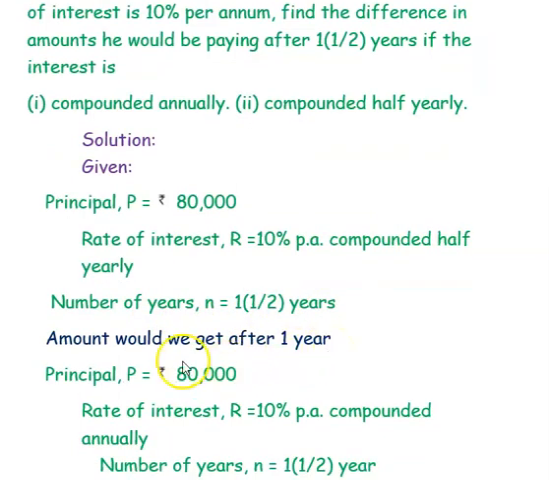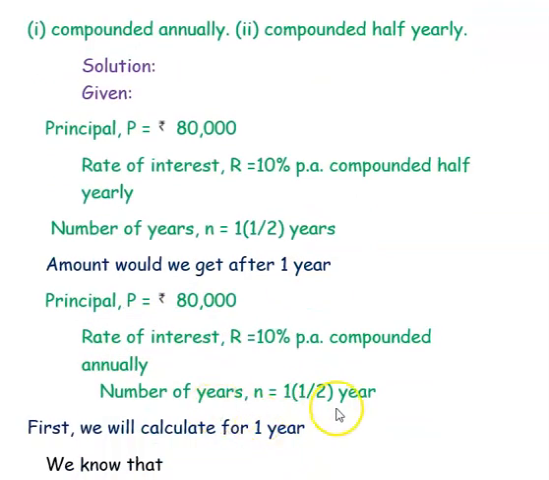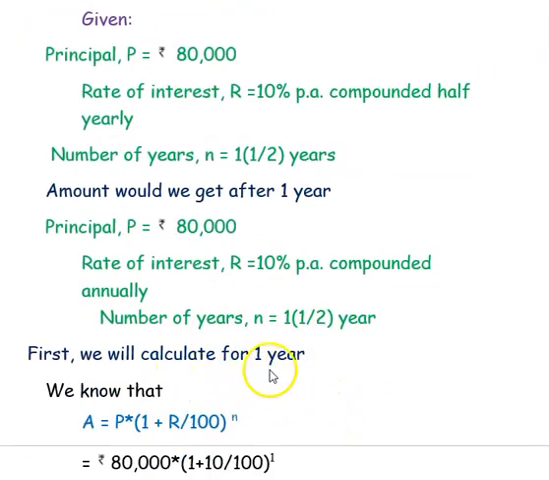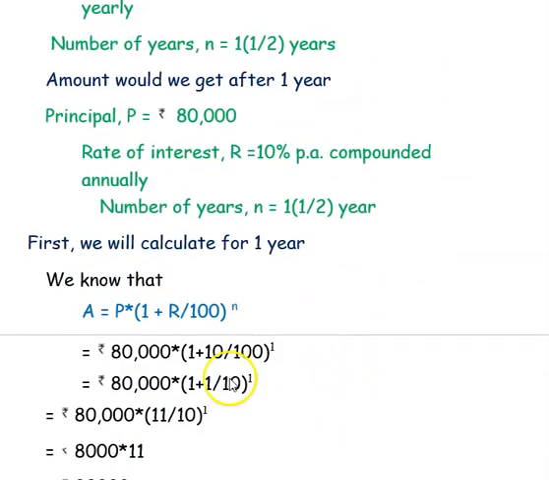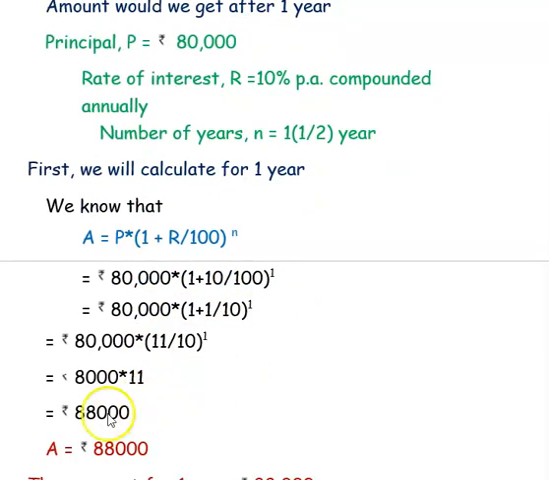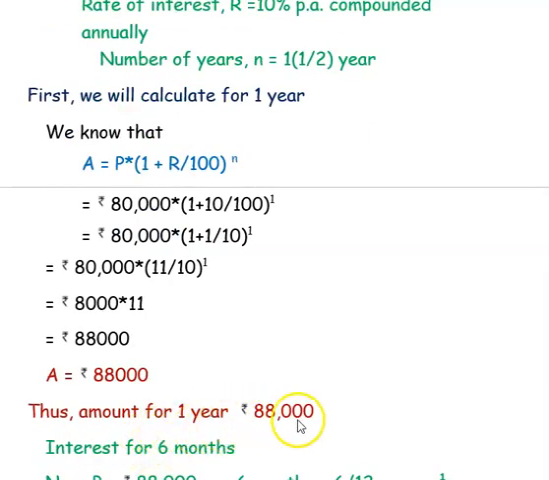Now the amount we would get after 1 year: the principal is the same, R is 10% and the number of years is 1.5. First we will calculate for 1 year, then we will calculate for the half year. So we are splitting 1.5 years as 1 year plus half year. We know that amount equals P into 1 plus R by 100, the whole power n. So P is 80,000 into 1 plus R, which is 10, divided by 100, the whole power 1. If you simplify, you will get the amount as rupees 88,000. So this is the amount for 1 year.